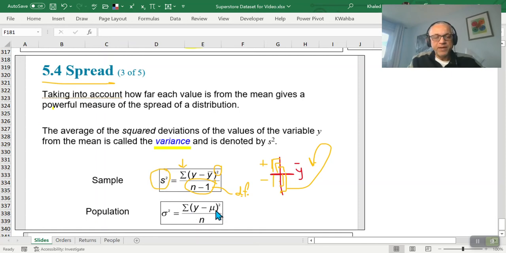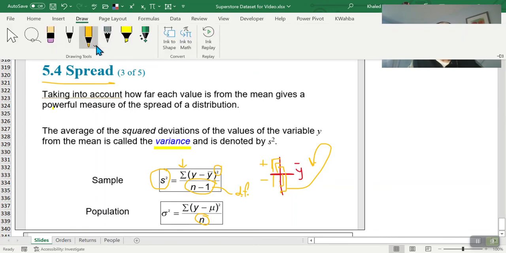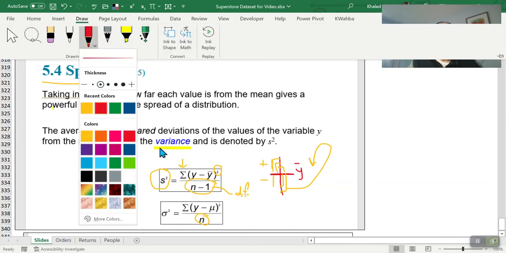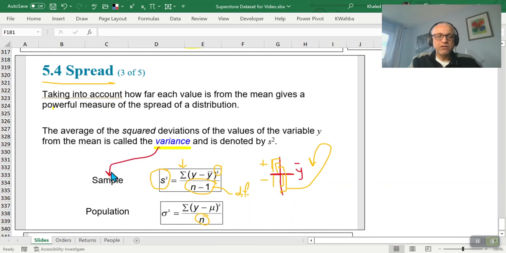But if you have a population, remember mu is the average, or the arithmetic mean, of the population. We call it mu. And if we have the population, we divide by n. So be careful when you are asked a question. You need to ask: are we calculating the variance for the sample, or for the population? It's very, very important, because for the sample you divide by n minus 1, but for the population you divide by n. So I hope this is clear.